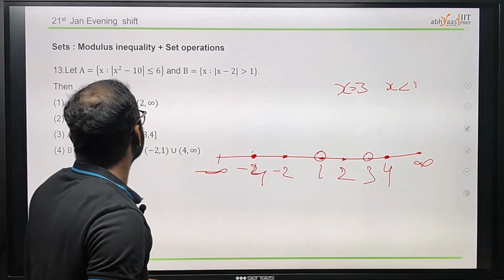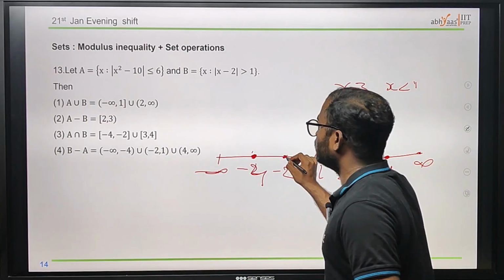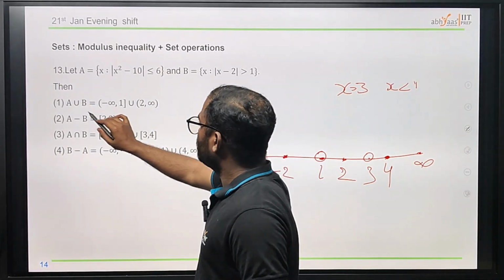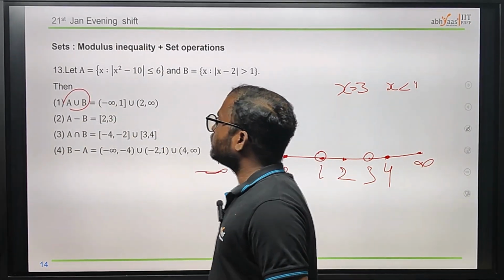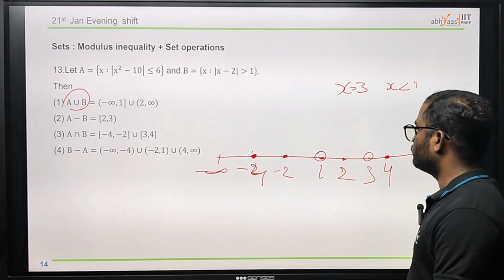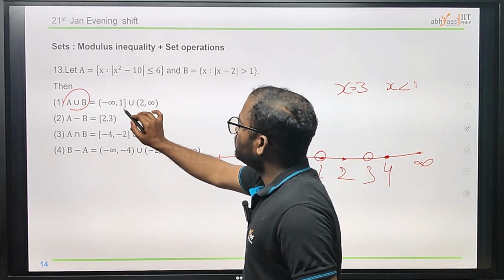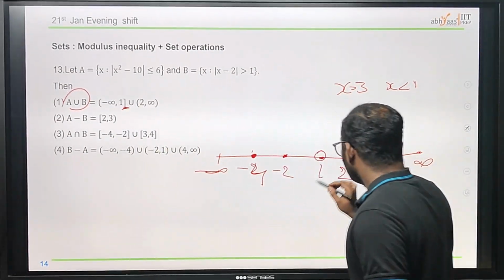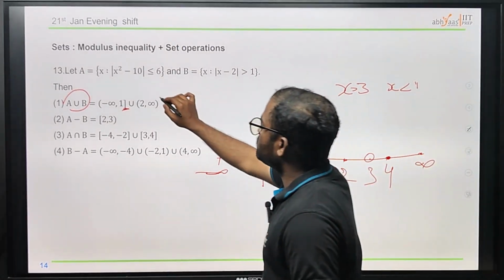If you see here, just by using this we need to find which option is correct. For A union B, the combination of both. See here, for this one they gave closed, but here it is open. Therefore this is wrong.